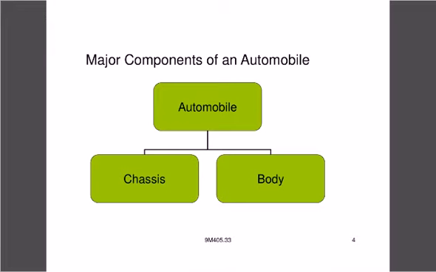The basic components of an automobile are chassis and body. Chassis is the bottommost part of the vehicle, whereas body is the superstructure which is built on the chassis.